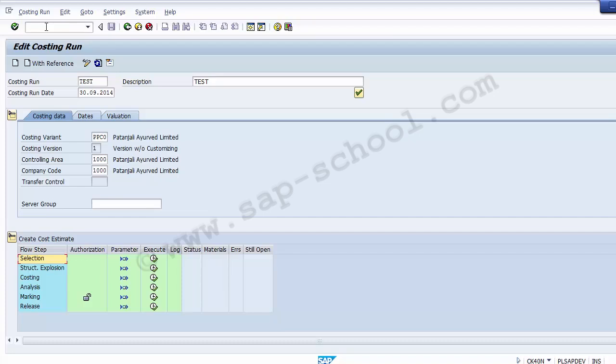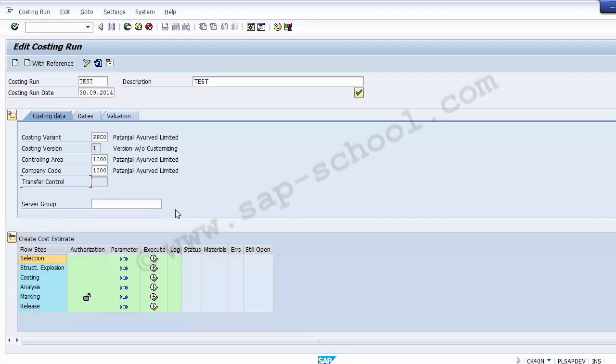As you can see on the screen, there is a field for costing variant. So that is something which has to be created first. Then there is a costing version which has to be created, and then there is a company code and controlling area, which have to be defined in the SAP system, and then comes the transfer control. Therefore, a costing run can only be created for one company code at a time.